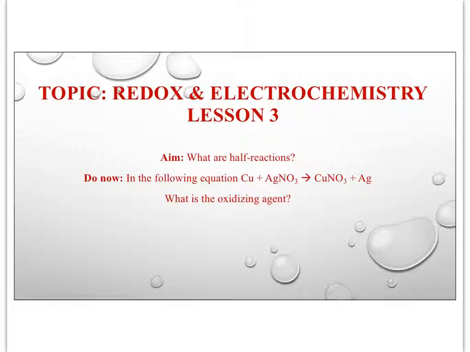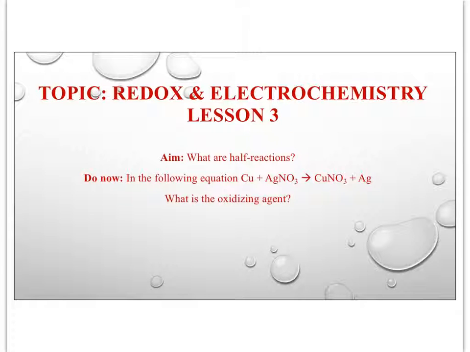This is lesson 3 in the Redox and Electrochemistry unit. So at this point you know how to find the oxidation states of elements, you know the definitions of oxidation and reduction, and how to identify if a reaction is a redox reaction. You also understand the definitions of an oxidizing agent and a reducing agent.